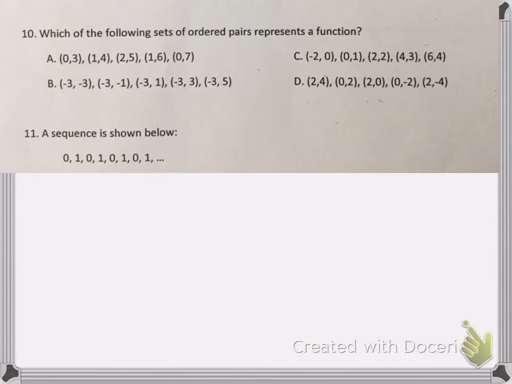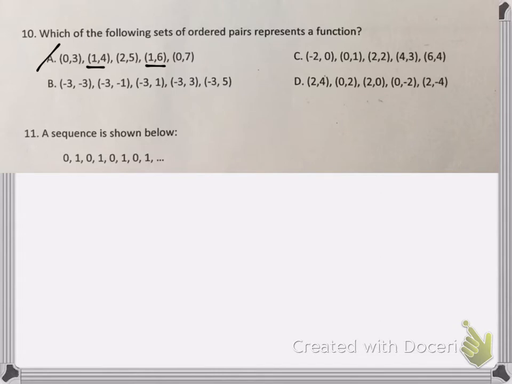Question 10. Which of the following sets of ordered pairs represents a function? You need to remember one very important thing about functions. The same x value cannot go with 2 different y values. That's bad. So if you look at choice A, you have 1, 4 and 1, 6. The same x value, the number 1, is being paired with two different y values, 4 and 6. So that is not a function.